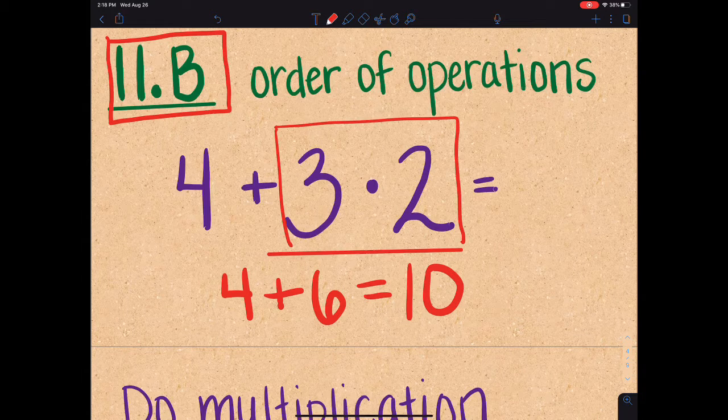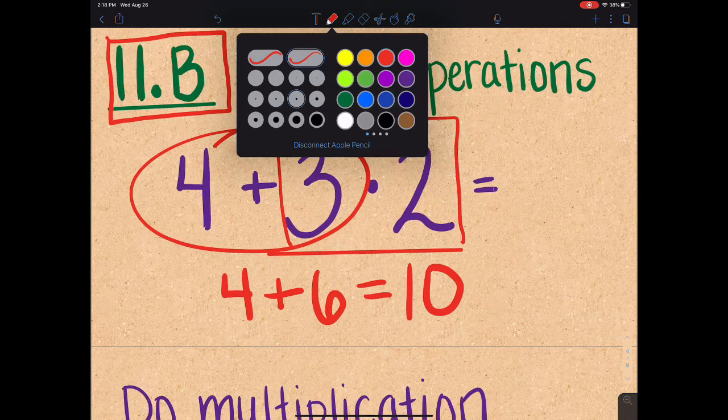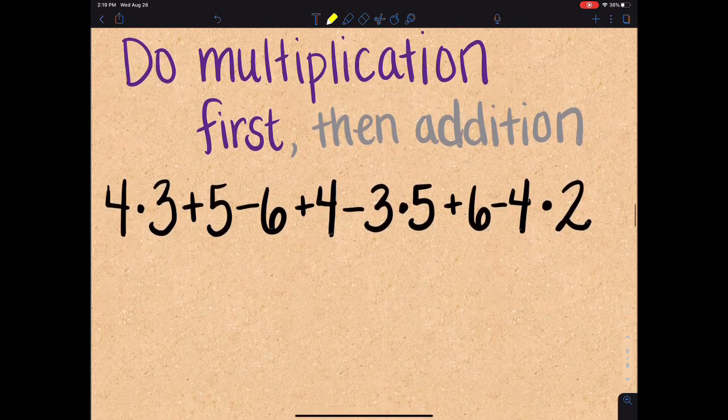If you had not done it this way, if you did the 4 plus 3 first, then you get 7 times 2, which is 14. So you get a different answer. That's why you have to do it the same way every time. Do multiplication first, and then addition. But it really doesn't matter after that. If you do multiplication and division first, then you can follow that up with addition and subtraction, and you will get the same number. So let's do this problem.